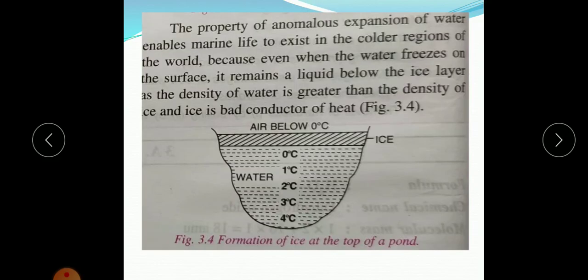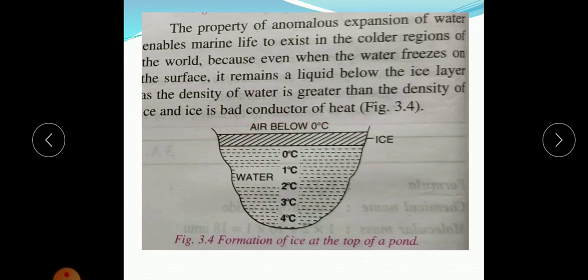Now, the property of this anomalous expansion of water has a very important impact on marine plants and animals. The property of anomalous expansion of water enables marine life to exist in the colder regions of the world, because even when the water freezes on the surface, it remains a liquid below the ice layer, as the density of water is greater than the density of ice, and ice is a bad conductor of heat.